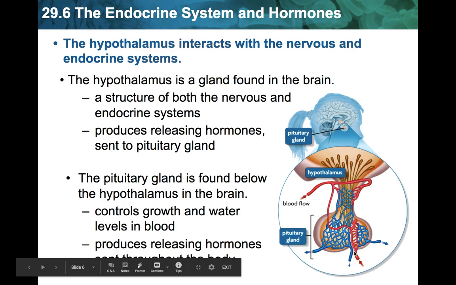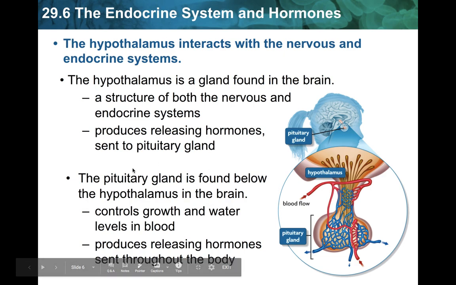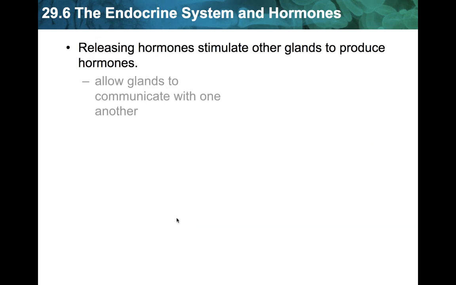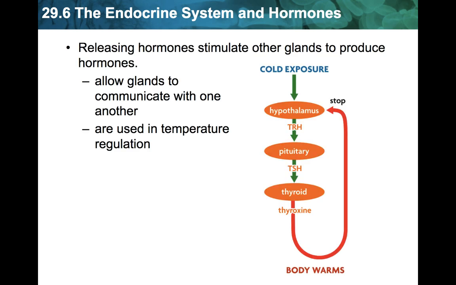This is the pituitary gland right here. So you've got the hypothalamus, pituitary gland. Here's a blown up picture of it. The pituitary gland is found below the hypothalamus in the brain, and it controls growth and water levels in the blood. Also produces releasing hormones sent throughout the body. Releasing hormones stimulate other glands to produce hormones. They allow glands to communicate with one another and are used in temperature regulation.